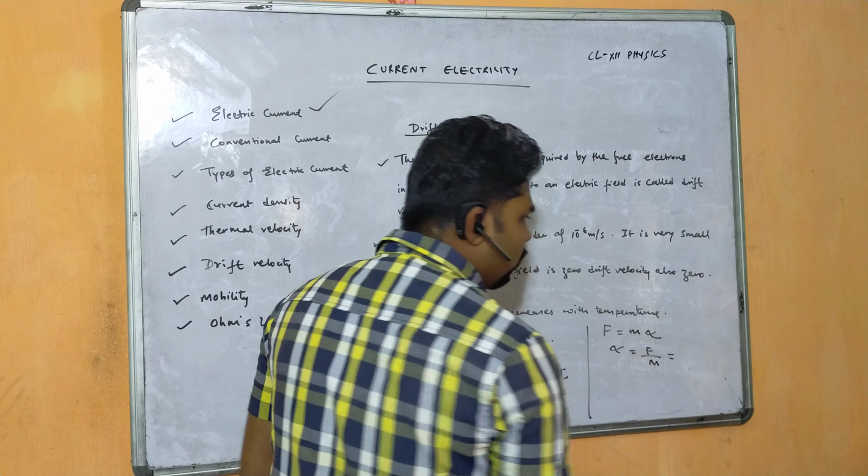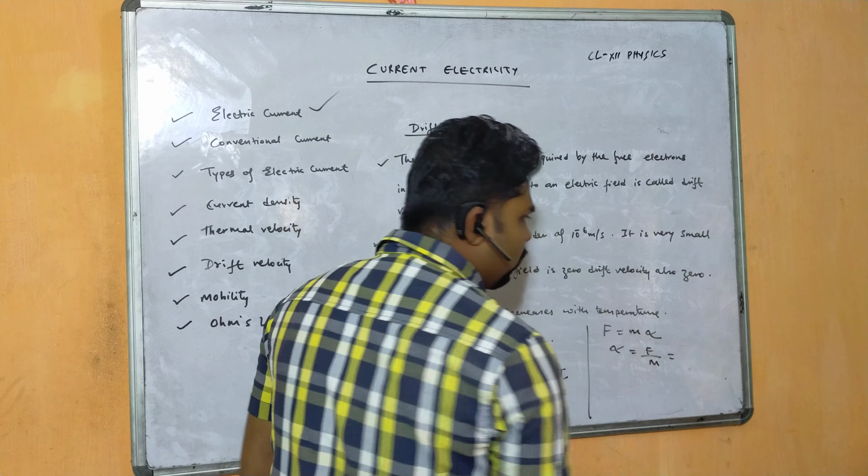So what is alpha here? Capital E by m, that is eE by m. Now when you substitute here, we get the expression for drift velocity. Drift velocity is equal to alpha tau, where alpha is eE by m, so Vd equals eE by m times tau. This is the expression for drift velocity, and it is of the order of 10 to the power minus 6 meter per second, which is very small.